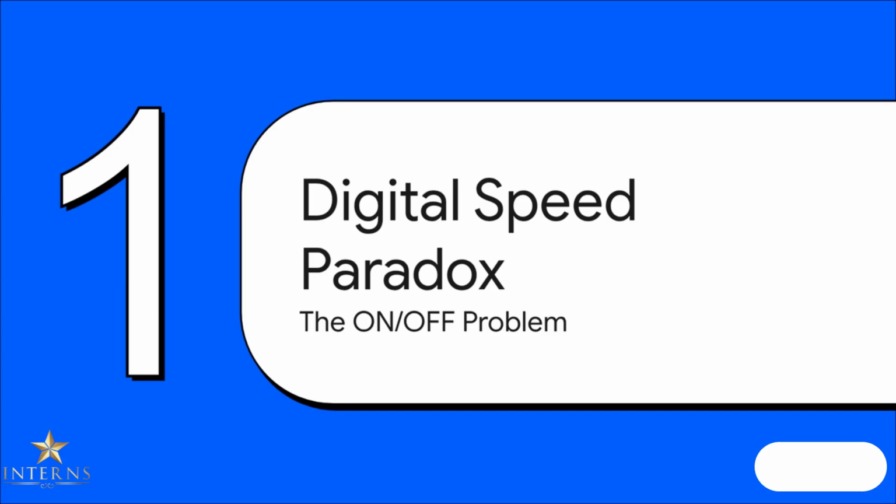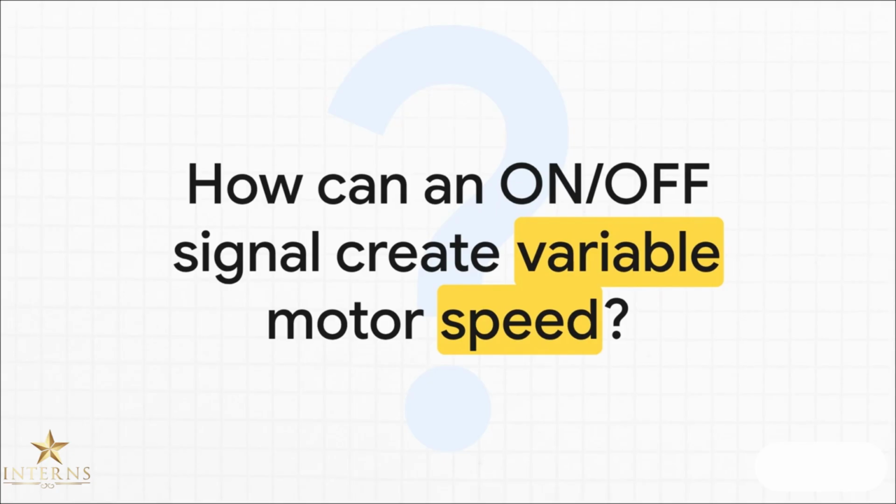In the digital universe, everything is black and white. It's either fully on or fully off. There's just no gray area. And that leads us to the big question, right? If your controller can only shout "go" at full speed or "stop" completely, how in the world do you tell it to go at, say, half speed, or to just speed up a little? It feels like it just can't be done.